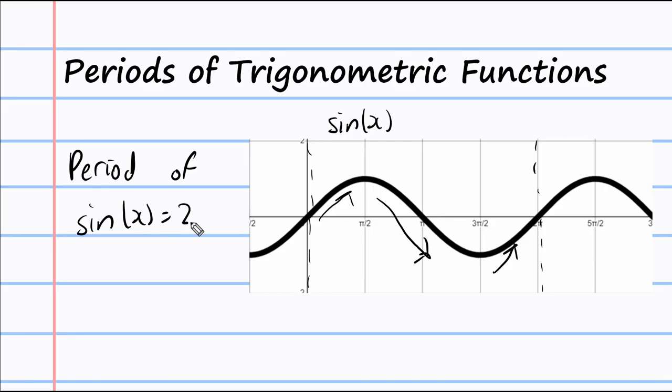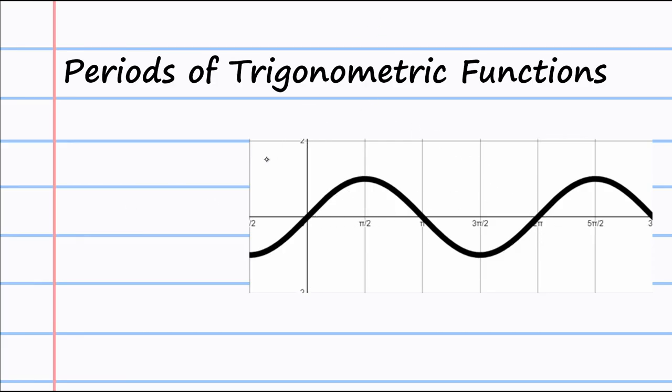The period of sine of x equals 2 pi. It goes up and back down, and then it goes back up to where we were at x equals 0, except now it's at x equals 2 pi.